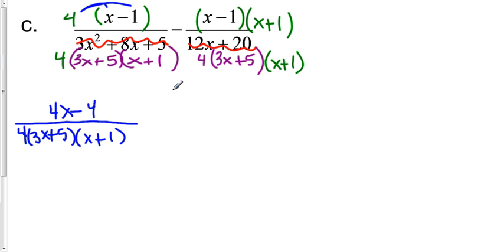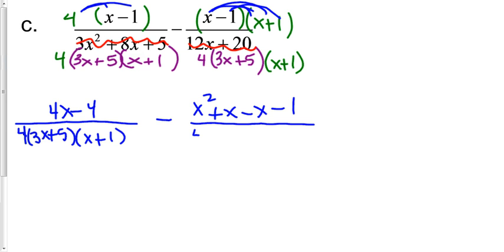Okay, we're subtracting here. And then over here, I'm going to multiply these out. I'm going to use FOIL, basically. x times x is x squared. Then I have x times 1. That's 1x, positive 1x, negative 1x. And then negative 1 times 1 gives me minus 1. And then my common denominator, of course, 4 times (3x + 5) times (x + 1).